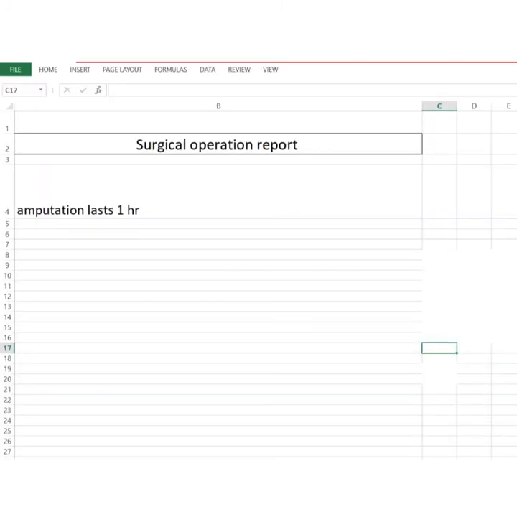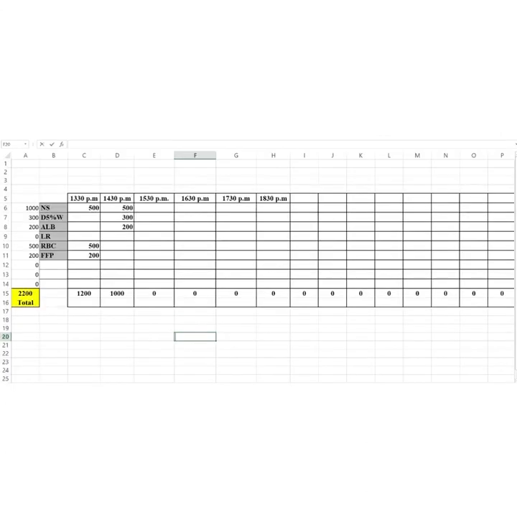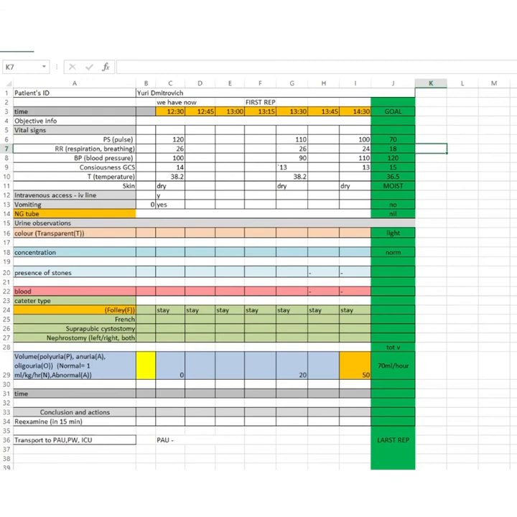The surgical operation report here indicates that the amputation will last for 1 hour. During surgery, these medications are not needed because bupivacaine has been injected and it would be enough for the patient. Local anesthesia is much safer to do compared to these options. Infusion therapy will still be continued during the surgery and the vital signs will continue to be monitored until expected goals are reached.